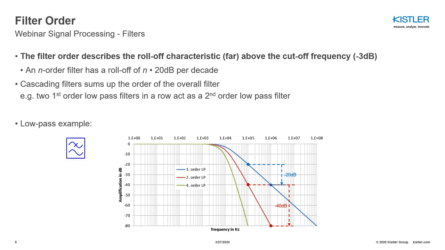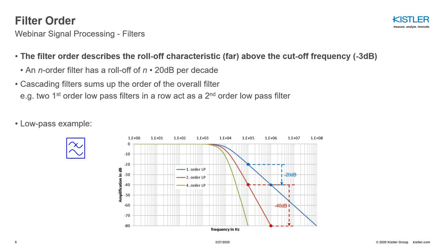So this means the amplification is decreasing by 20 dB, which equals a roll-off characteristic of a first order low pass filter. If we have a look at the red curve, the second order low pass filter, again we check the 100 kHz point, which is at minus 40 dB, and then 1 decade above at 1 MHz we are at minus 80 dB. So again here, since this is a second order low pass filter, we expect a roll-off characteristic of 2 times 20 dB per decade, which equals minus 40 dB, and this is the case for the red line.